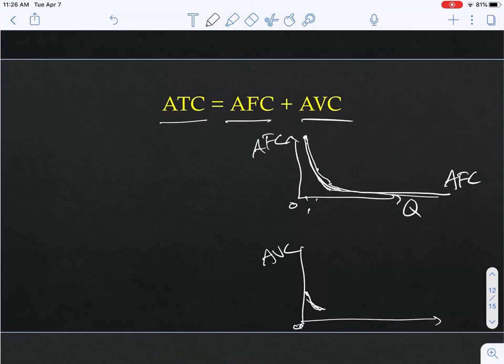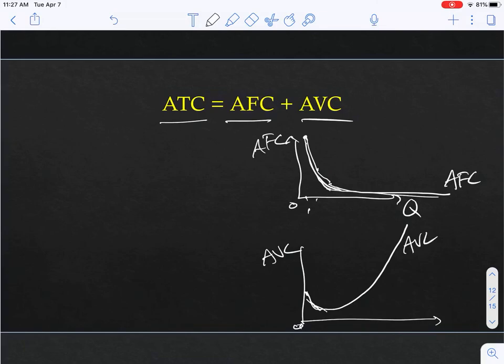They fall initially due to specialization and division of labor. But as you keep adding more workers, we know that the total product goes up by smaller and smaller amounts and eventually gets negative. That means the variable cost of producing those units actually increases, and it gets steeper and steeper and steeper.